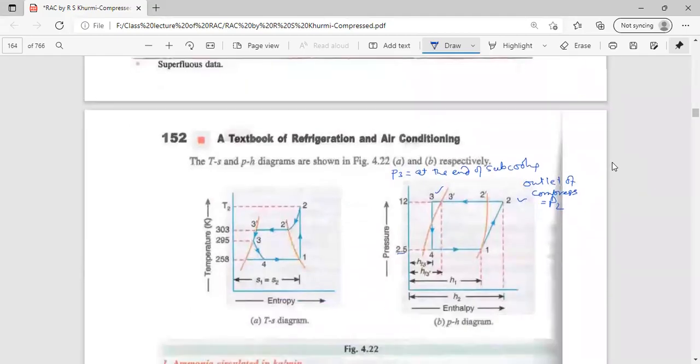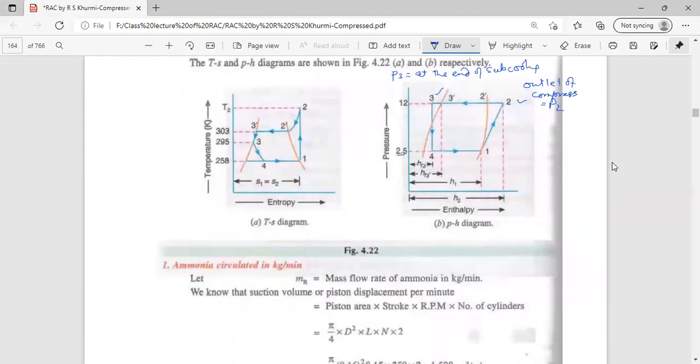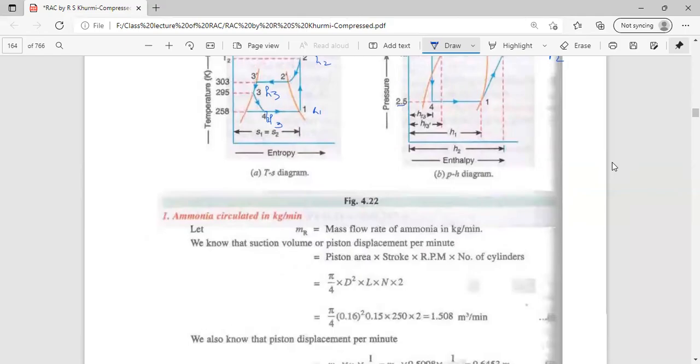So everywhere you have to calculate all the 4 points, 1, 2, 3, 4. All the enthalpies at 1, H1, H2, and H3. So what we are doing: let the ammonia circulated in kg per minute be MR, the mass flow rate of ammonia. This is the ammonia circulated.